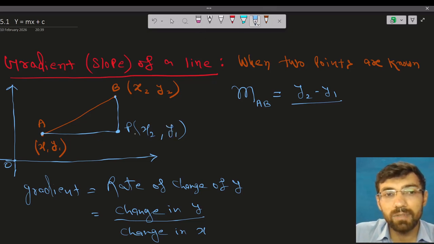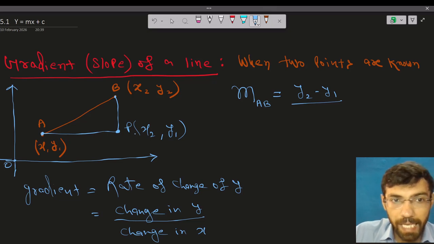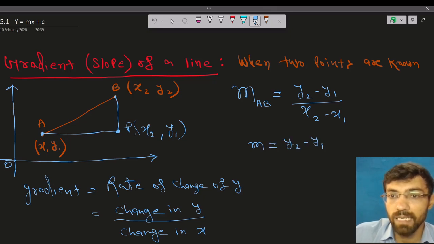Now very easily you can find that change in y is nothing but distance BP, and that is y2 minus y1. Similarly, what is change in x? Initially I was at point A and then I reached point B, so what is my change in x? It is AP. Distance AP is the change in x, so that is x2 minus x1. So what we got here is a formula to calculate our gradient. The gradient of any line equals y2 minus y1 upon x2 minus x1.